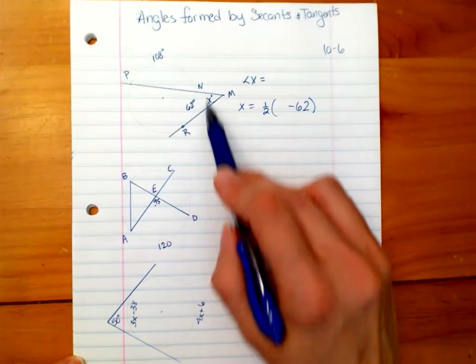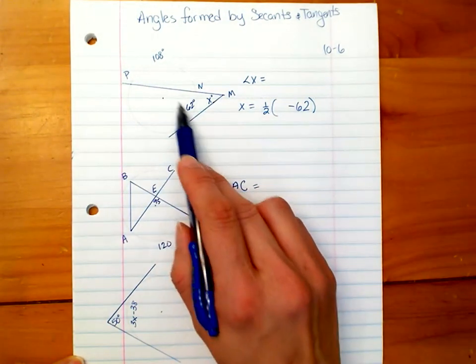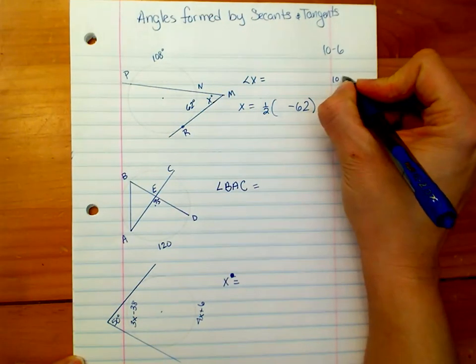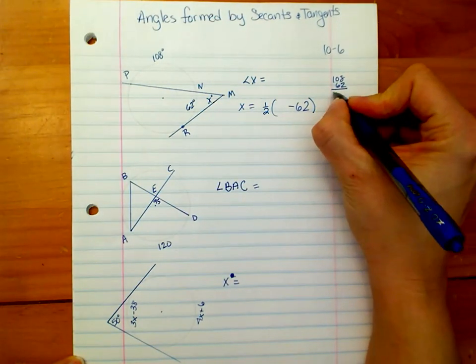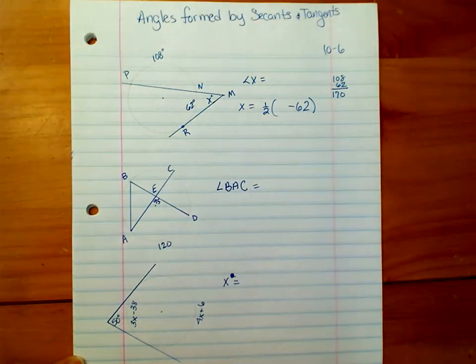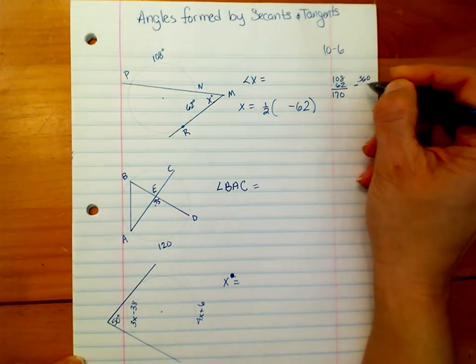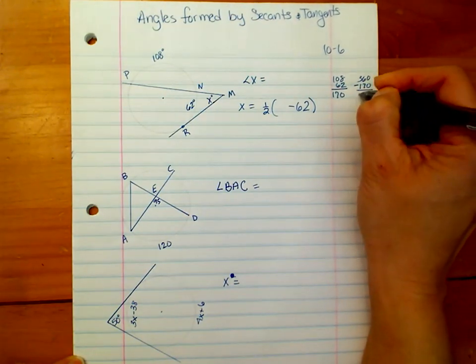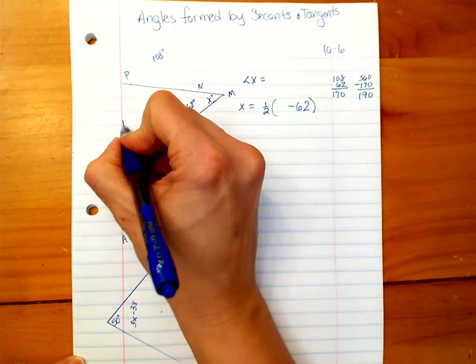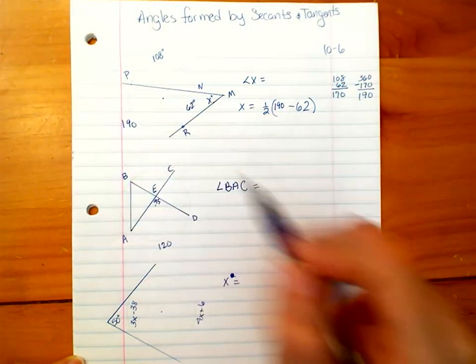Well, remember that all the way around the circle is 360 degrees. So the first thing I'm going to do is add these two, 108 and 62. And when I do that, I get 170. So now I need to find out how much more to get to 360. Or I can take 360 minus 170. When I do that, I get 190. So this is 190, and now I can put that right there because that's the arc I needed.